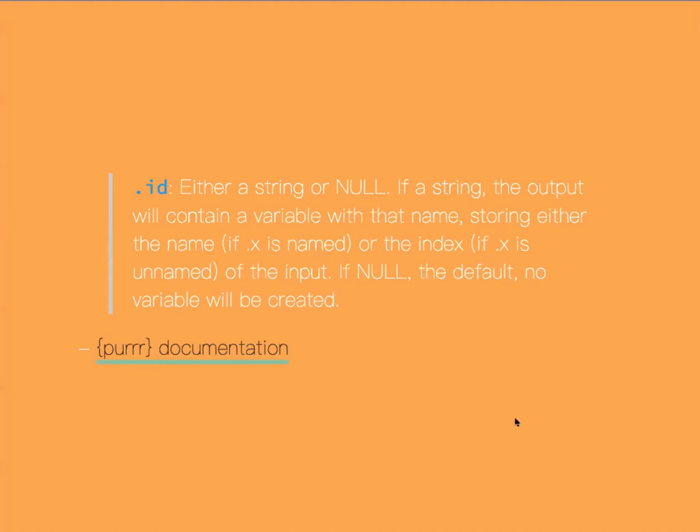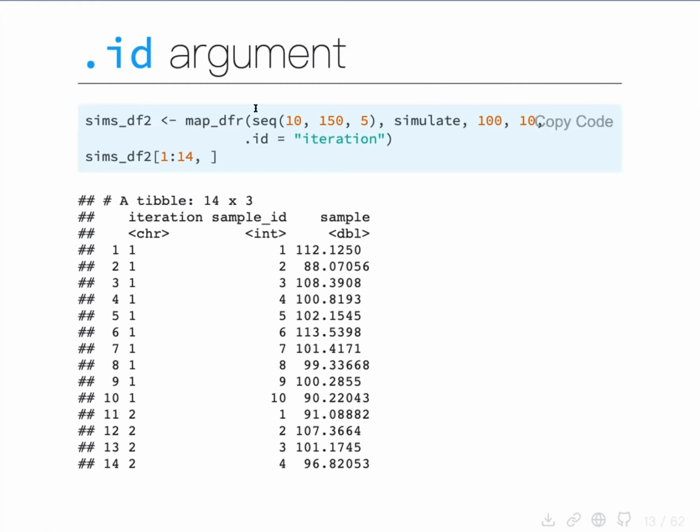The .id argument is optional, obviously. You don't have to use it. And it varies how it behaves. If the thing that it's looping through has names, then it will put those names in the rows of the data frame. If it does not, it will just index it 1 to n. So back here, I'm looping through this vector, and that vector does not have names, so it's just indexing it 1 to n.